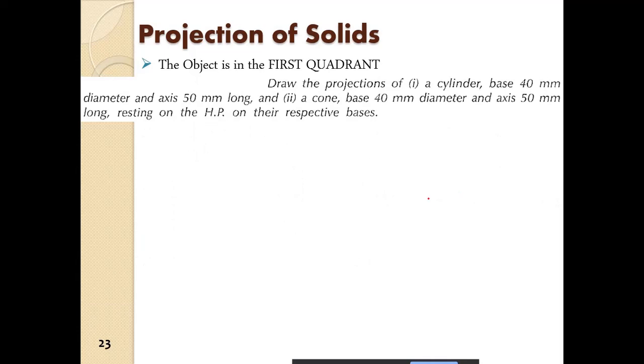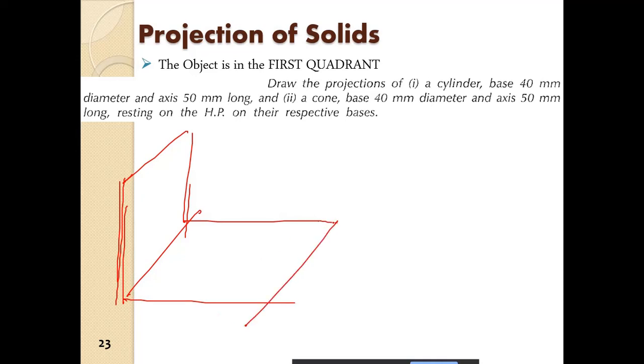Then there is another question here. Draw the projection of a cylinder with base 40 mm diameter and axis 50 mm long. So again we start from the concept. The cylinder base is 40 mm diameter, and its axis is 50 mm long. So it is standing in front of the plane in this manner.